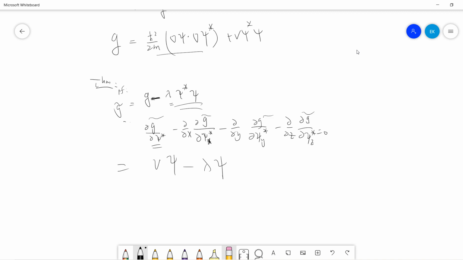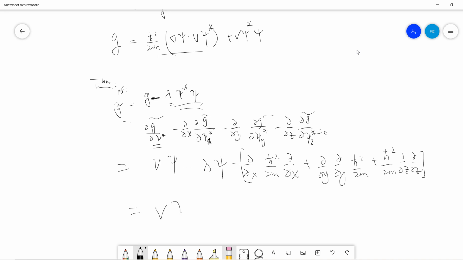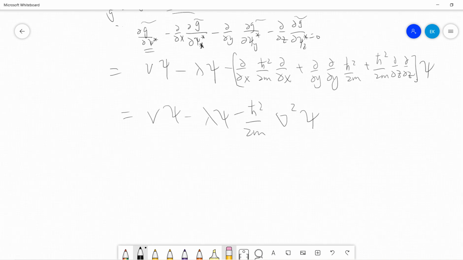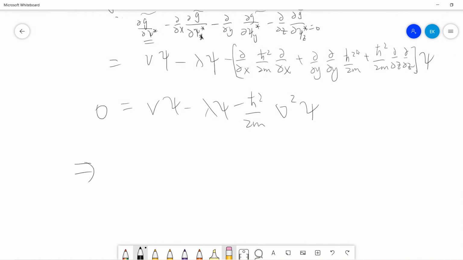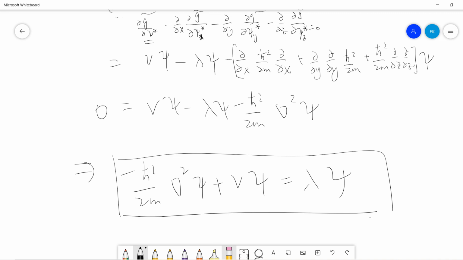Okay, and the derivative on this term, right? You get partial x of h squared divided by 2m partial x. So if you combine 3 terms, there's another, right? And another. Okay. Then you will get V psi minus lambda psi minus h squared divided by 2m times the Laplacian of psi. So this is the combination of this Lagrangian with psi here. Okay. So you will get 0. So this is the Schrodinger equation. Okay. So finally we get an answer.